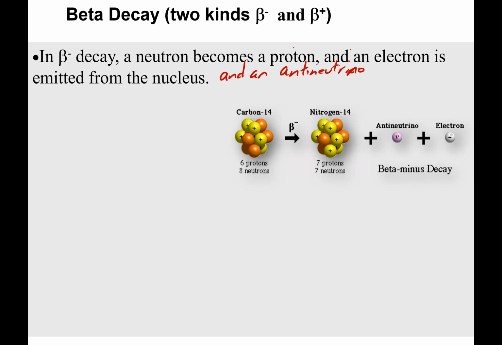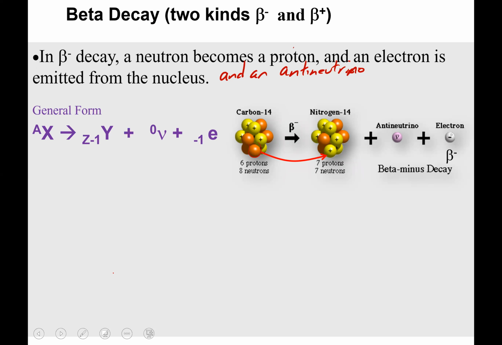So notice what happened here. Let me just make sure you see this. That orange neutron on the bottom here becomes a proton. And in doing so, two things are emitted from the nucleus. So the general form looks like this.